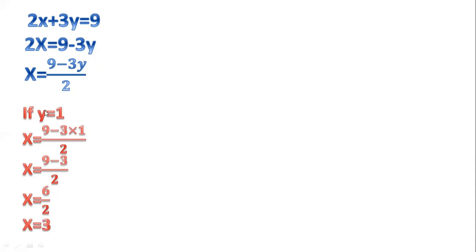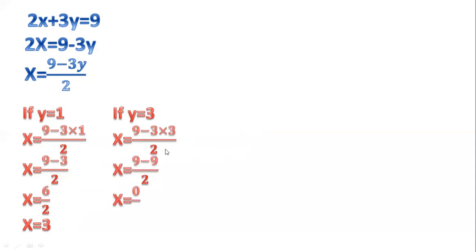So the next value for y, so that this is completely divisible by 2, is 2 more than 1, that is 3. Or you can put y is equal to minus 1 also, because that is 2 less than 1. With y equal to 3, x is equal to (9 minus 3 into 3) by 2. x is equal to (9 minus 9) by 2, that is 0 by 2. So x is equal to 0. We got the two solutions.